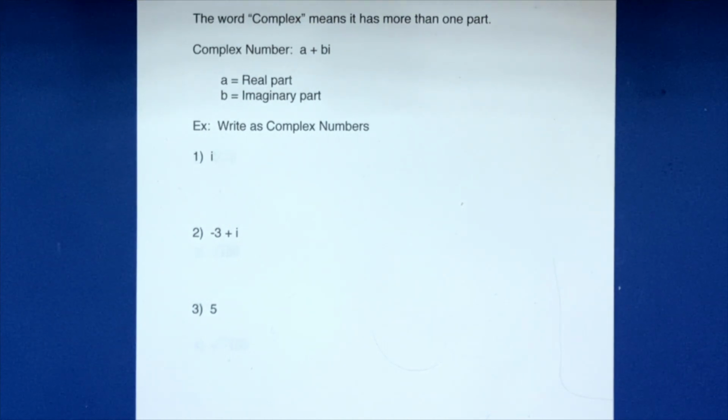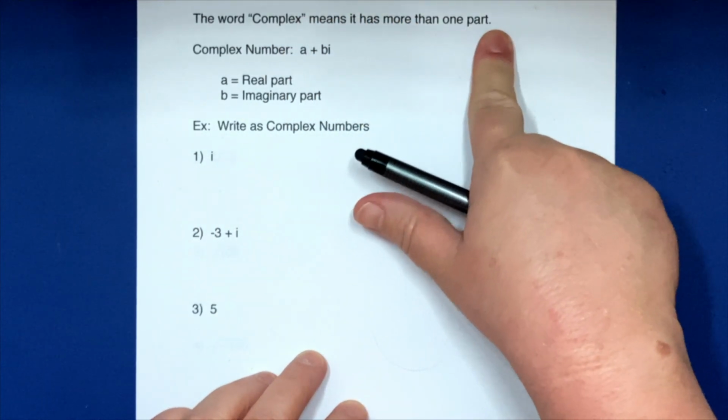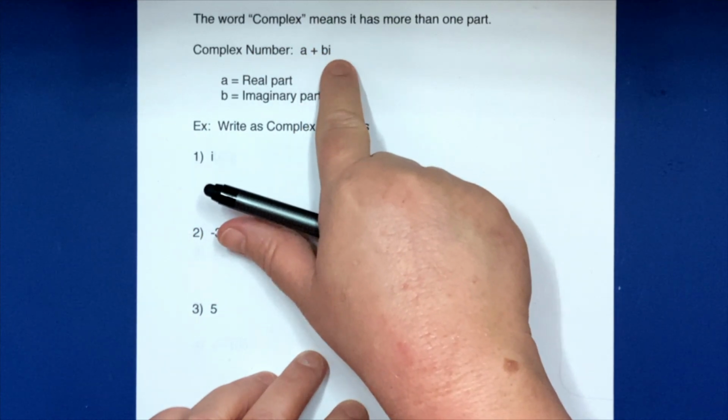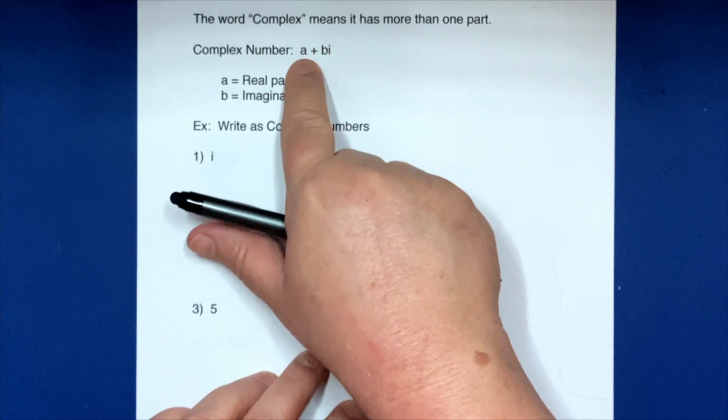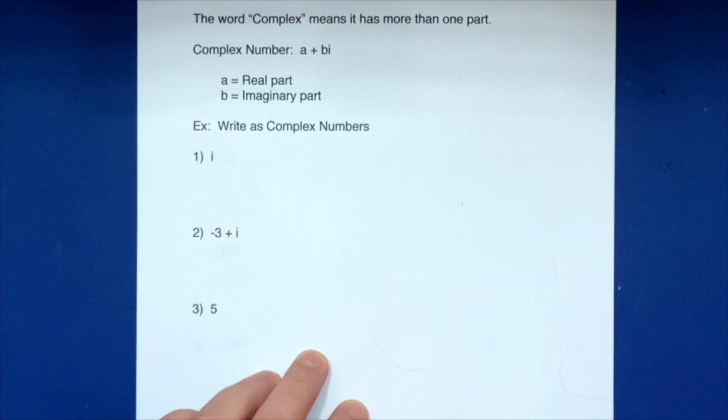A complex number, on the other hand, is slightly more complex in that the word complex means that it has more than one part, and it's a very formal way of writing numbers so that we're writing a real part and an imaginary part. And so I'm going to show you through a bunch of different examples what that means.